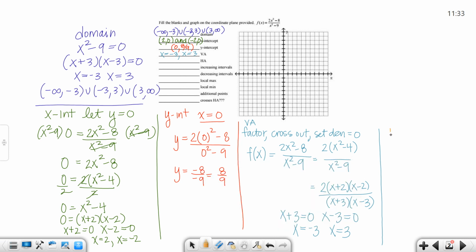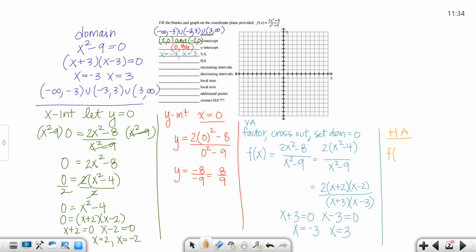Next we have horizontal asymptotes. The way that you find your horizontal asymptotes is you have three rules. If your highest power is on the top, you do this. If your highest power is on the bottom, you do this. If the powers are the same, you do this. Those horizontal asymptote rules can be found on a previous slide in this note set.